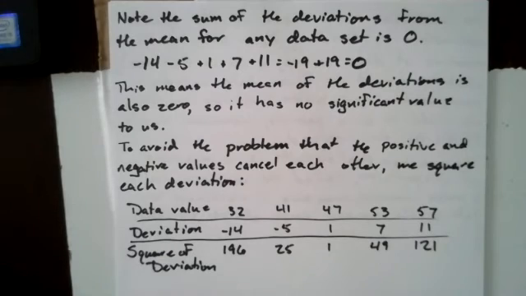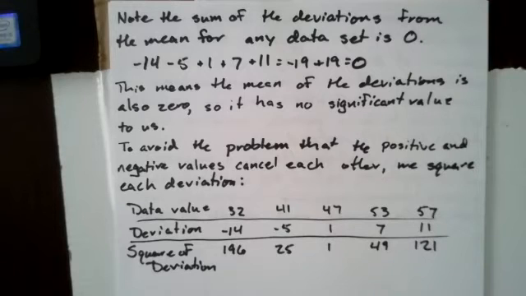Note that the sum of the deviations from the mean for any data set is 0. So for example, negative 14 minus 5 plus 1 plus 7 plus 11 is negative 19 plus 19, so that's 0. This means the mean of the deviations is also 0, so it has no significant value to us.